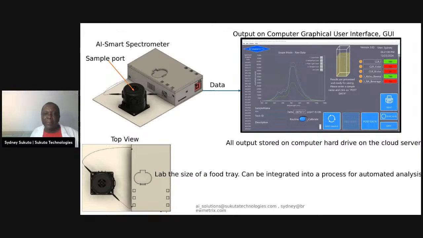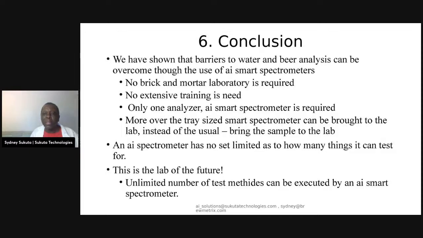All right, so we're going to conclude. We've shown that barriers to water and beer analysis can be overcome through the use of AI spectrometers. You don't need a brick and mortar laboratory to do this. You can do it off your office desk, lab, or field. You can even go to the process and do it manually or integrate this system in the process. Again, only one analyzer required, one for all.